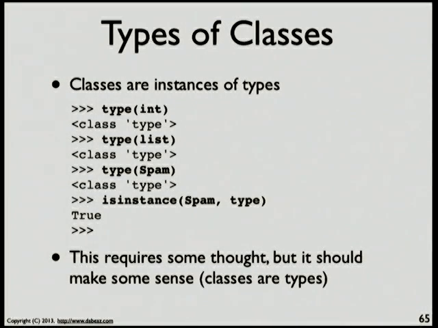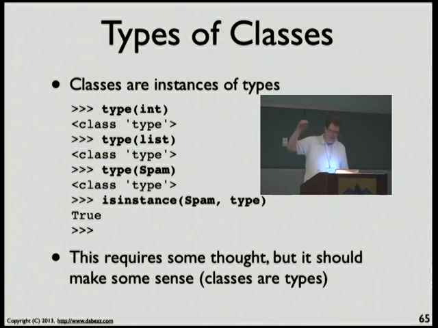type. Like the type of int, oh, that's a type. The type of list is a type. Type of spam is a type. Everything is a type. And you have to think about this. Like, okay, classes are instances of types. Instances of types.